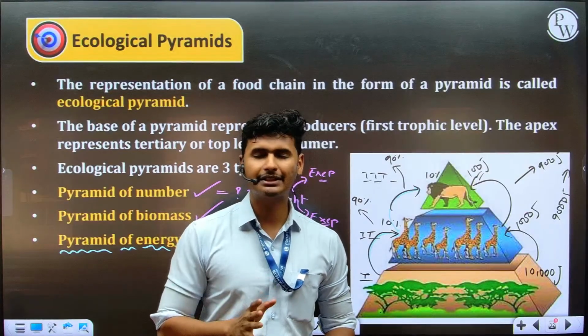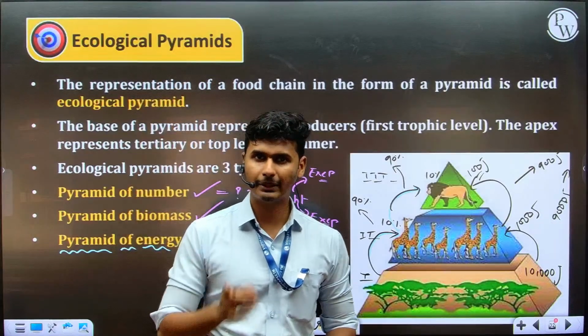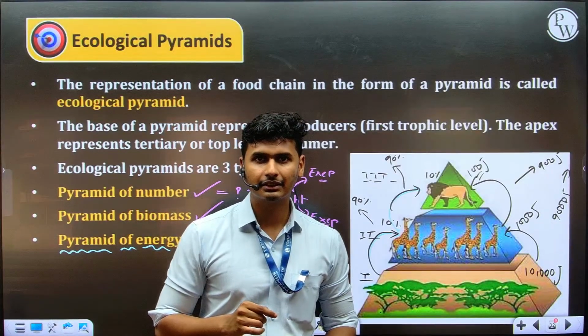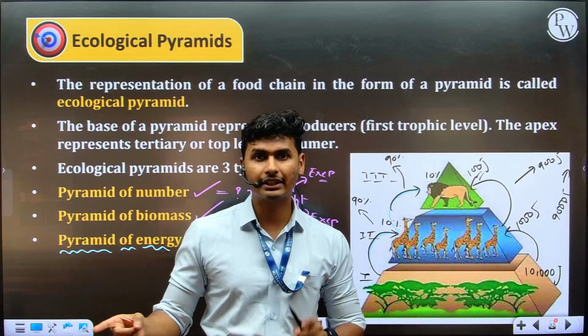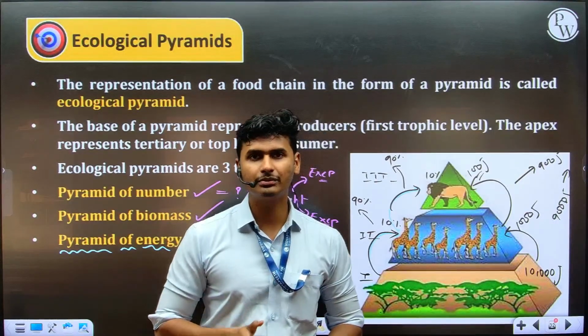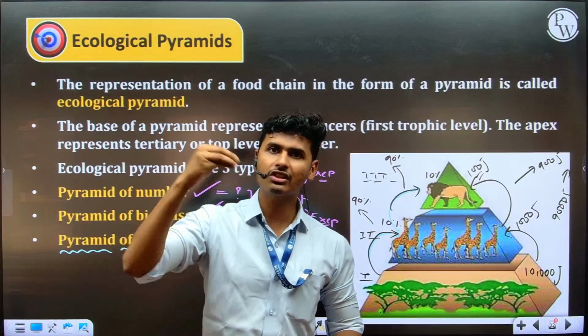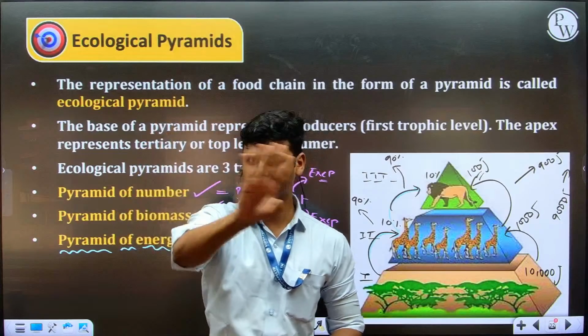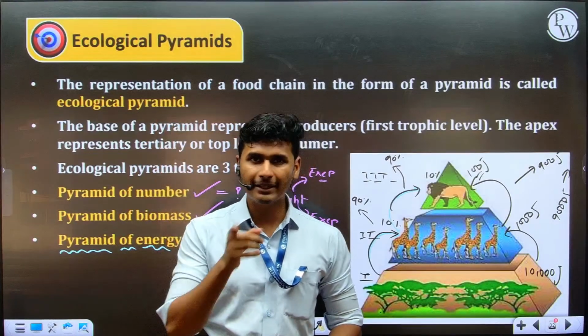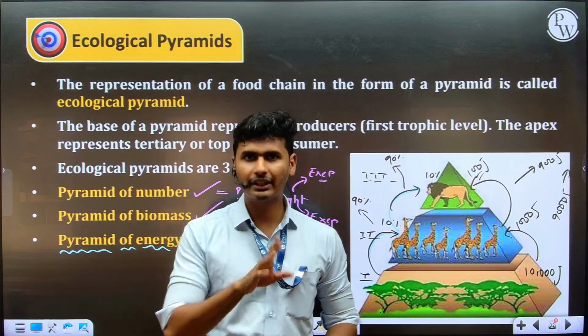The pyramid of energy is always upright. The pyramid of biomass can be upright, can be inverted. Where is it inverted? In an aquatic ecosystem, for example phytoplankton, zooplankton, small fish, large fish, whale, shark. The pyramid of number is upright, but it can be inverted.